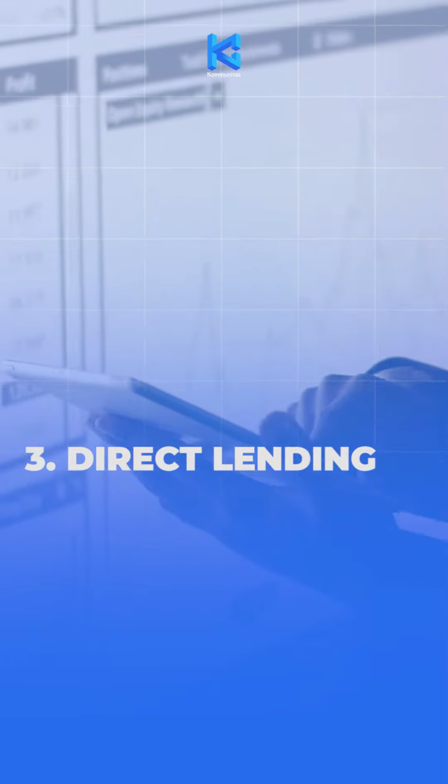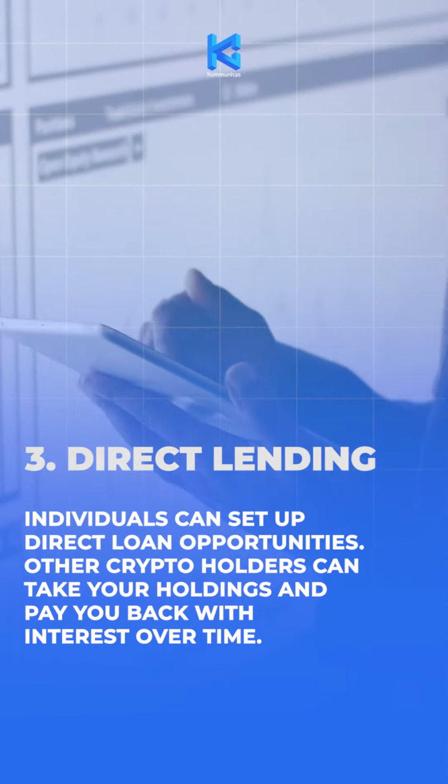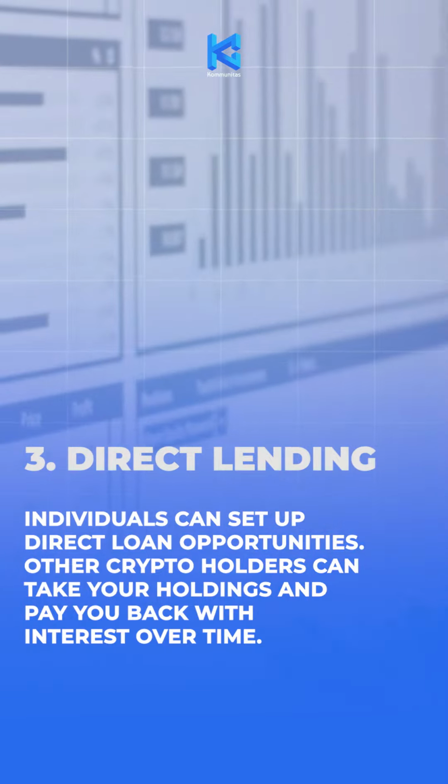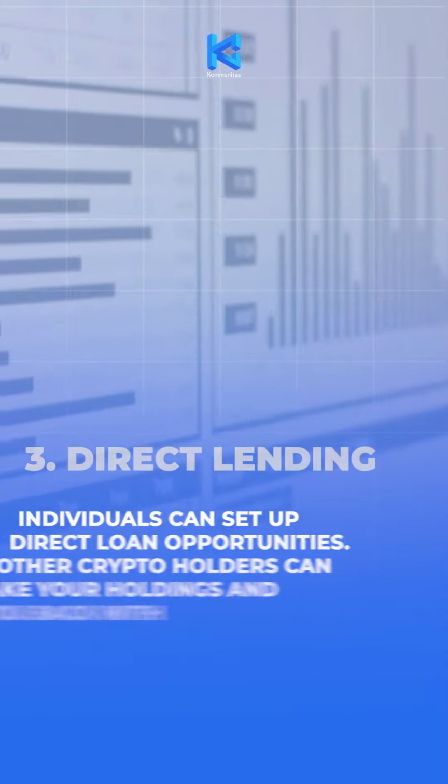3. Direct lending. Individuals can set up direct loan opportunities. Other crypto holders can take your holdings and pay you back with interest over time.